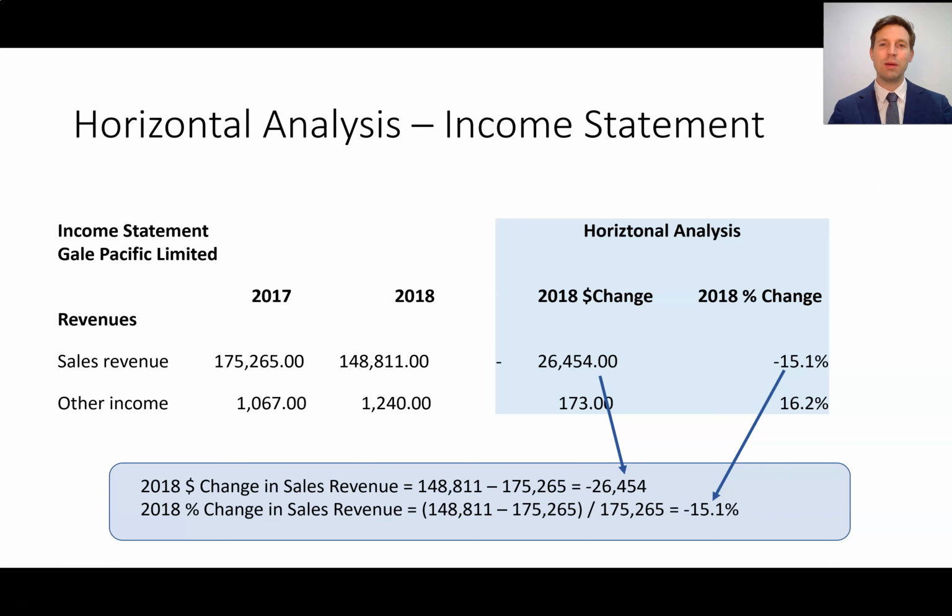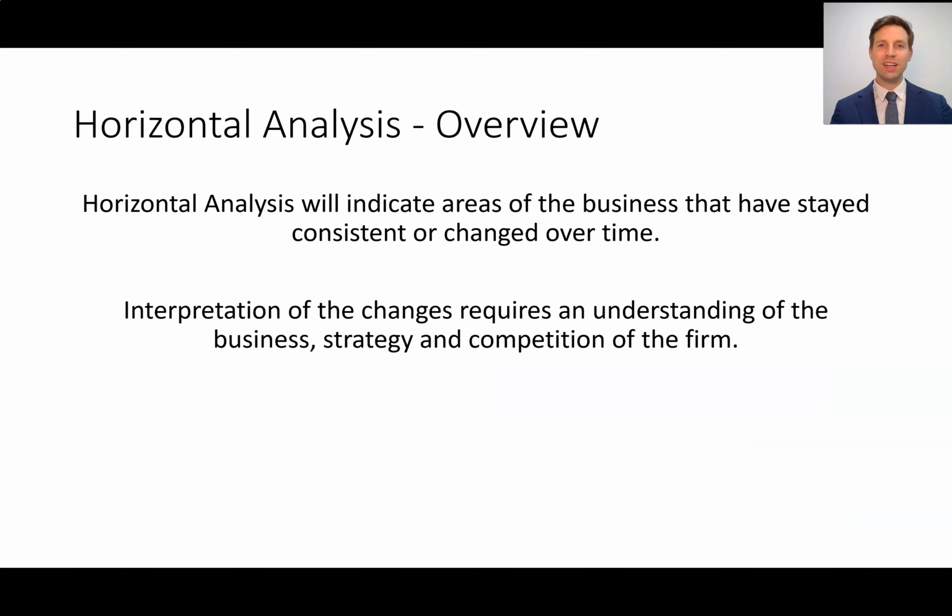However, most of the time, a decrease in revenue is not a great thing, but we still need to go and investigate what caused this decrease in revenue for Gale Pacific. So all horizontal analysis does is identify areas of change in the business. It's then up to you to try and find out, was that change a good one or a bad one? And most importantly, what actually caused it in the real world? What was causing these numbers to fluctuate?